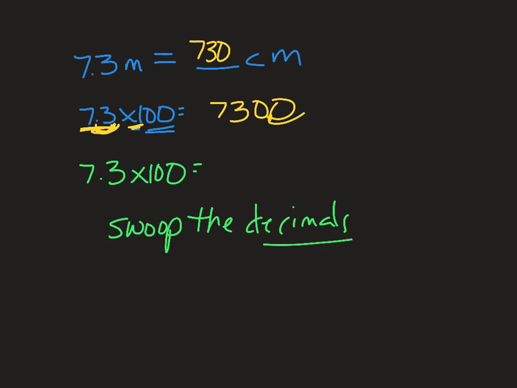So swoop the decimal means we're going to go to the right, right? Because we're multiplying, we're going to go to the right. This one tells me that I'm going to the right 2 times because I have two zeros. So I'm going to take 7 and 3/10 and I'm going to swoop the decimal twice, once, 2 times, and then I'm going to put that decimal point right there.